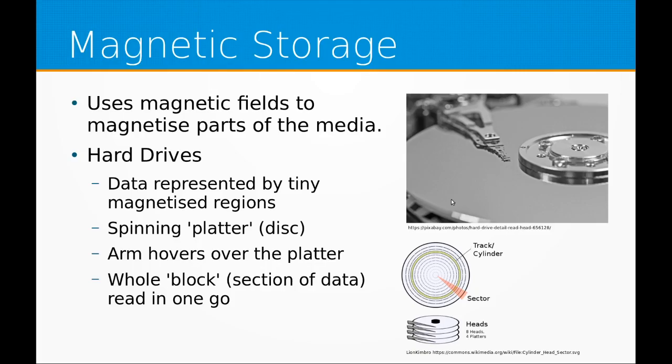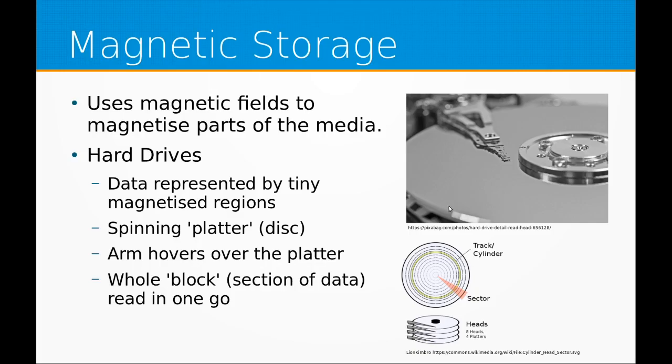It's typically split into tracks, so each ring is a track, and then you've got sectors, and then the computer will say, okay, read track 2, sector 5, and it'll say, okay, I'll read that bit, and it'll scan there and read all of that data in.